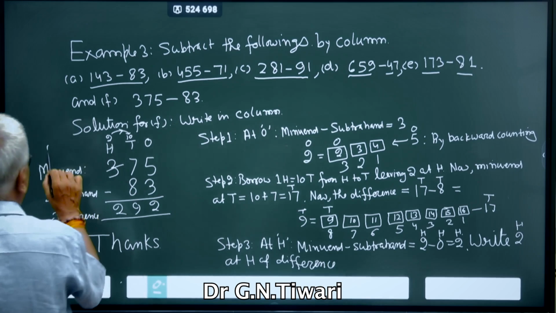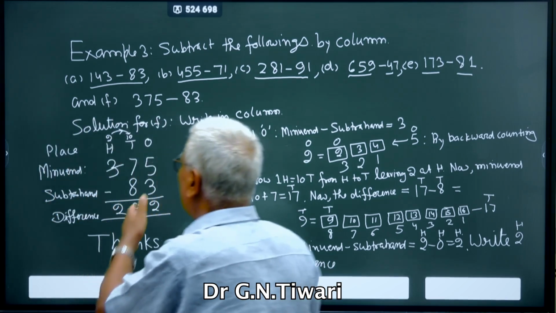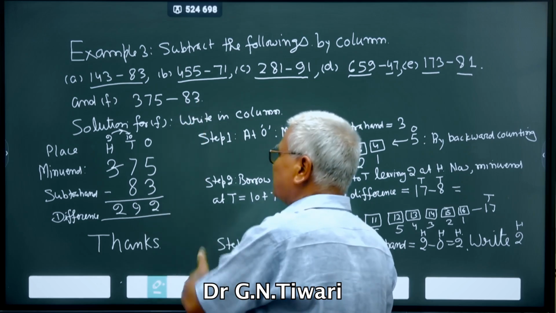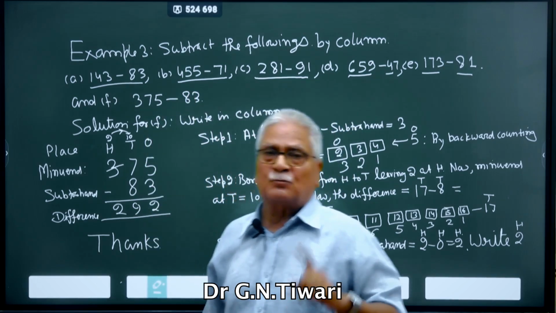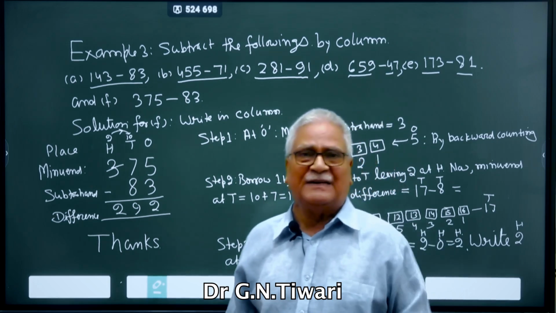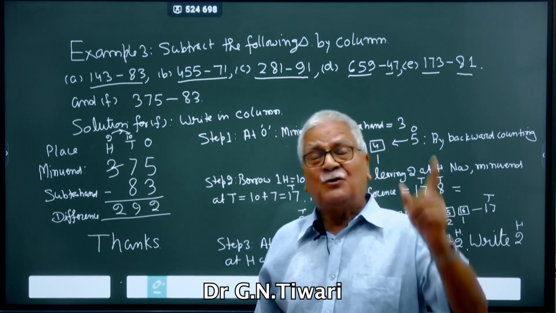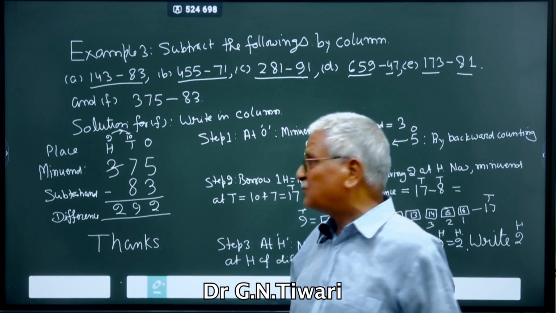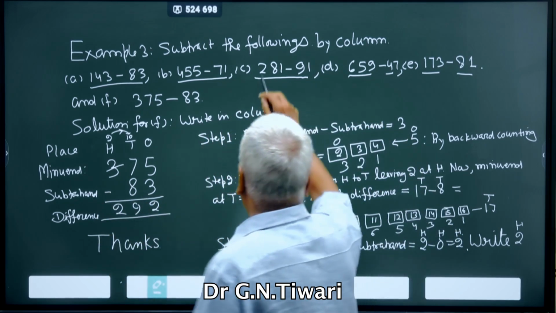This is the place. Place means the position of digits: O, T, H. O is first, T is second, H is third. You repeat many times because I am teaching the students. I know they are failing. If you talk once, twice, thrice, they will not remember. You have to always force the students to write minuend, subtrahend and difference, and follow the process like this.